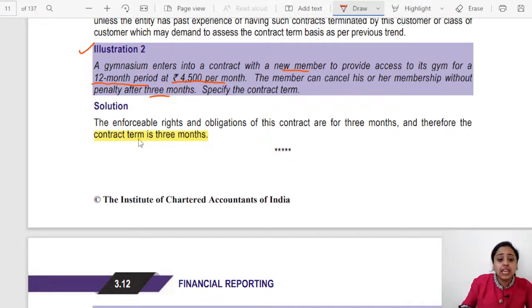See, the enforceable rights and obligations of this contract are only for the 3 months. As you know, we have seen in the notes, for the fixed term up to which there is no cancellation possible, therefore the contract term is 3 months. Here, this simple example just tells you how the contract term is decided. These are simply different practical examples that you can face while preparing your financial statements or while answering your question answers in the exam or in your practice papers.